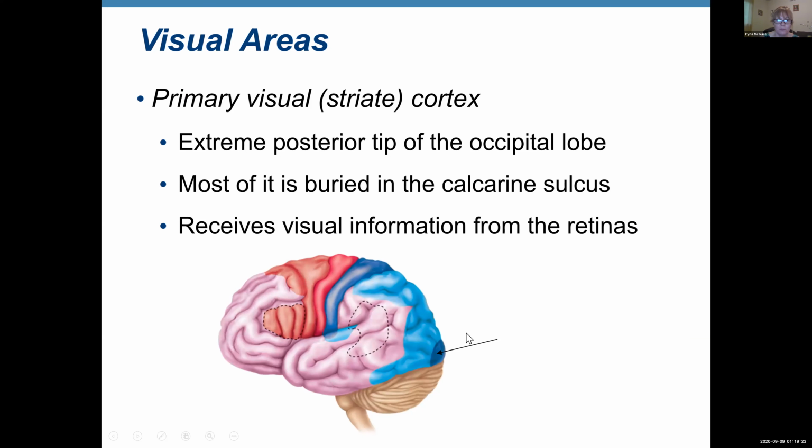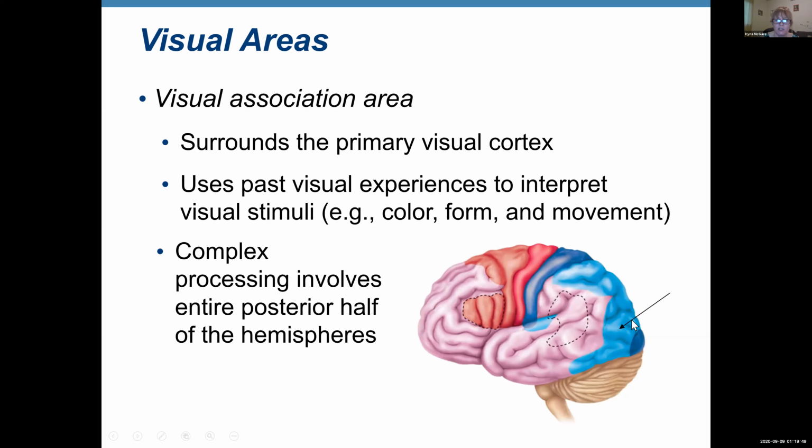Now we have the primary visual cortex shown in dark blue over here. This is the extreme posterior tip of the occipital lobe. The calcarine sulcus is a sulcus that goes kind of deep, right in the middle. This one receives visual information from the retinas. And then we have the visual association area, and this interprets what you see, right? You can interpret it as color, form, movement.